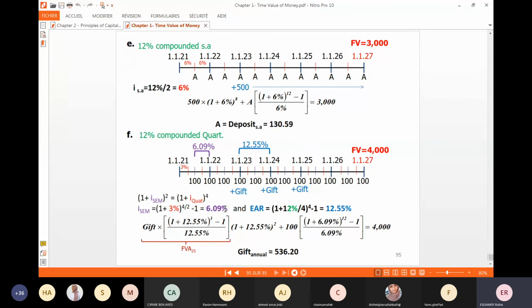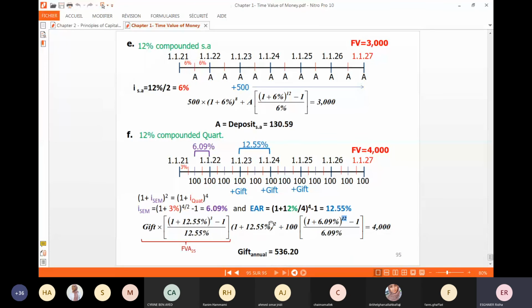The 0.09% is 3% on 3%. So each semester the 100 will earn 3% on another 3%, so it will earn 6.09%. How many A's do we have? 12 A's. You'll get the future value of these two annuities. This is the only way of computing the gift.